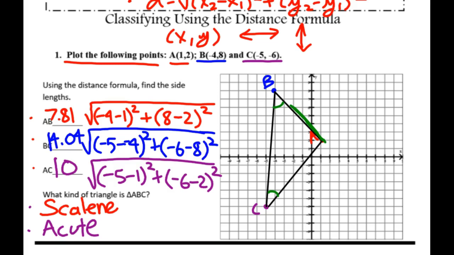Okay, so remember, you got to classify by the sides. So use distance formula 3 times. See if they're all the same, it's equilateral. If 2 are the same, that's isosceles. If none are the same, it's scalene, like number 1. And then you got to look at the angles. Are they all acute? Then that's acute. If one of them's right, then it's right. If one of them's obtuse, then it's obtuse.